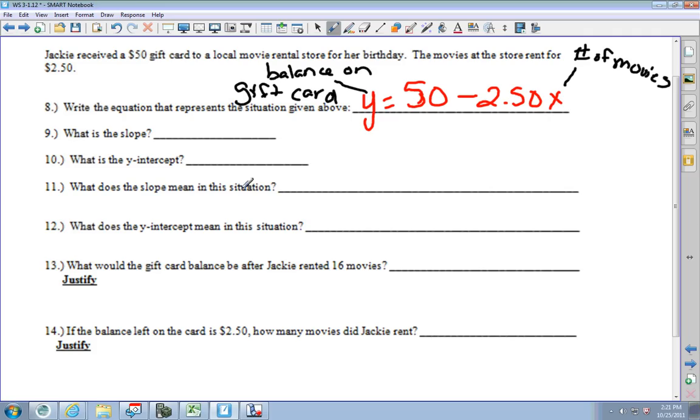What does the slope mean? The slope is negative 2.50. What is the y-intercept? 0, 50. Okay, what does the slope mean? It's y per x. So balance on the gift card per movie, it'd be cost per movie. Well, that makes sense. It's $2.50, and it says the movies in the store rent for $2.50. The y-intercept, this is the amount on the gift card.